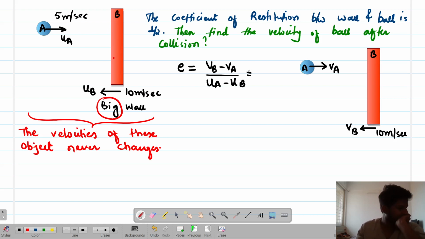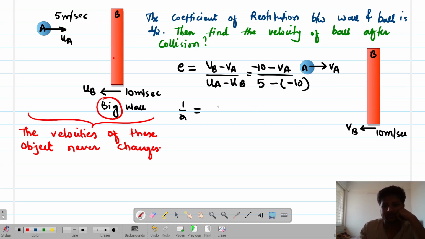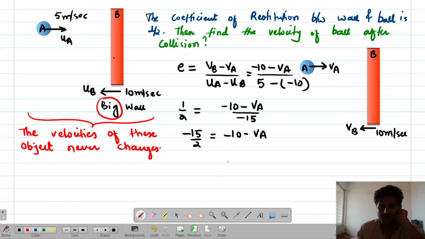So what is VB? VB is minus 10 minus V of A. U of A is how much? 5. Minus of minus 10 is my U of B, or not? So 1 by 2 is equal to minus 10 minus V of A divided by 15. Minus 15 by 2 is equal to minus 10 minus V of A. Are you able to get me or not? Hey, 1 minute. Why minus 15 I have written? Plus 15, sorry.